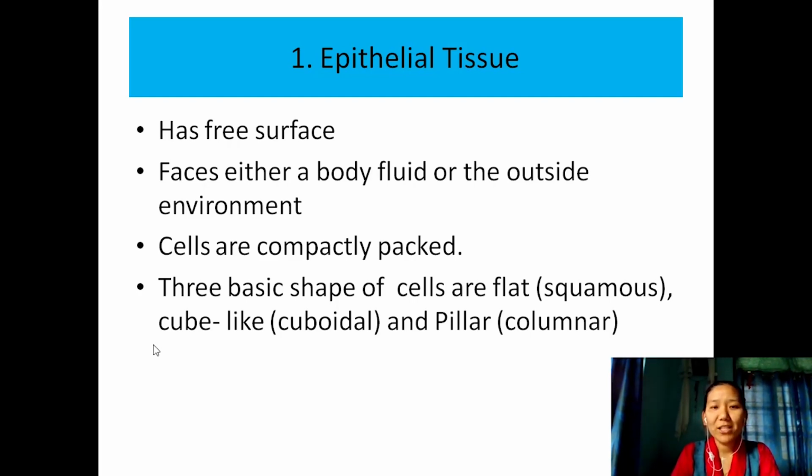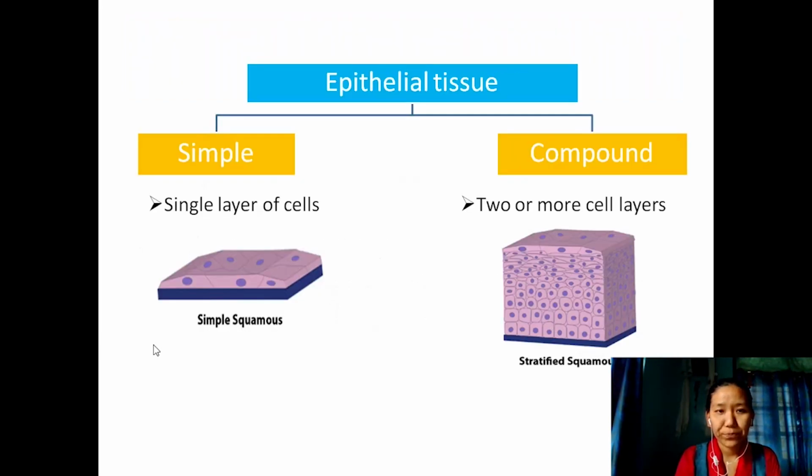Epithelial tissue comes in three basic shapes. It can be flat, and if it is flat, we call it squamous. It can be cube-like, then we call it cuboidal, or it can be long and slender, that is pillar-like, and we call it columnar. So the basic shapes are squamous, cuboidal, and columnar.